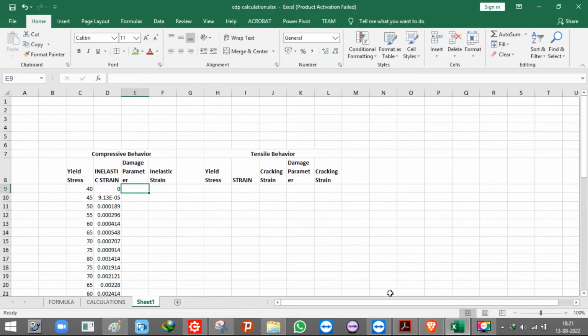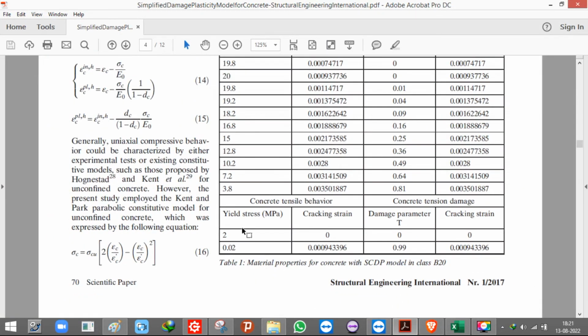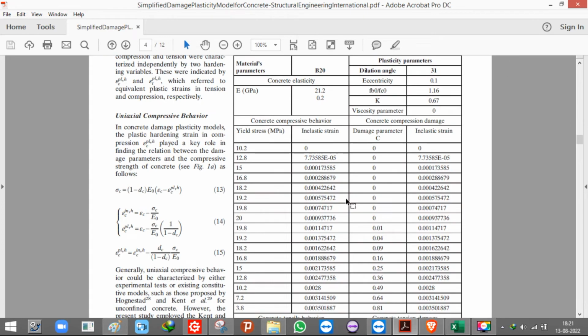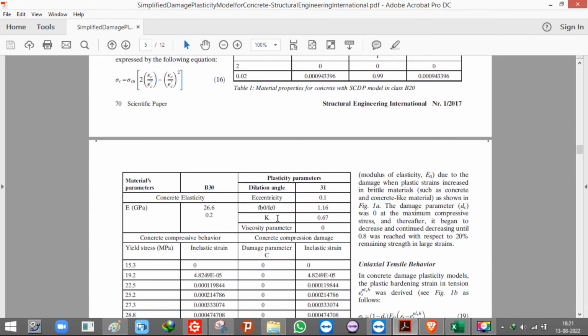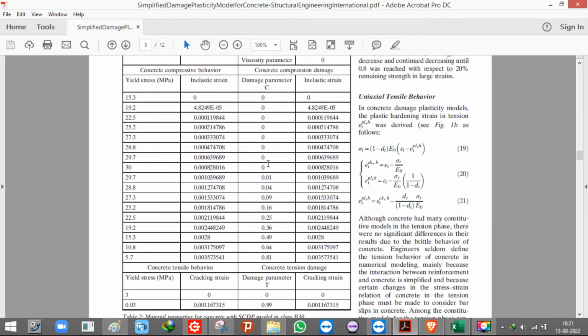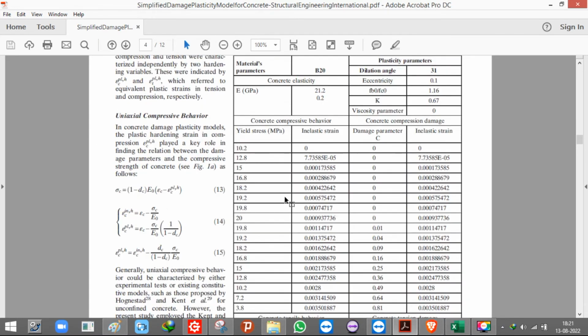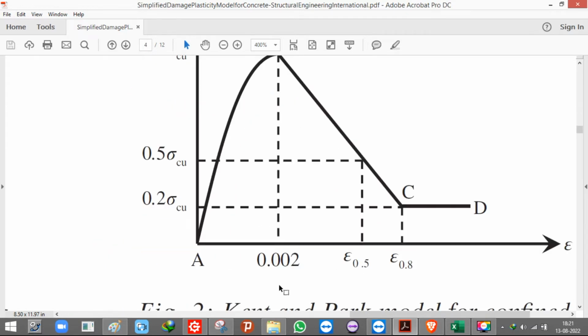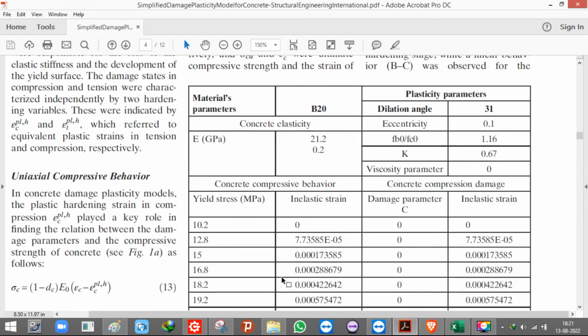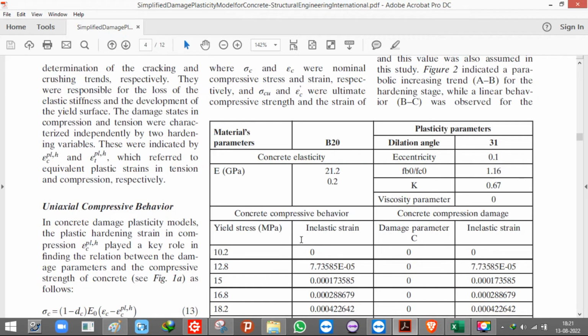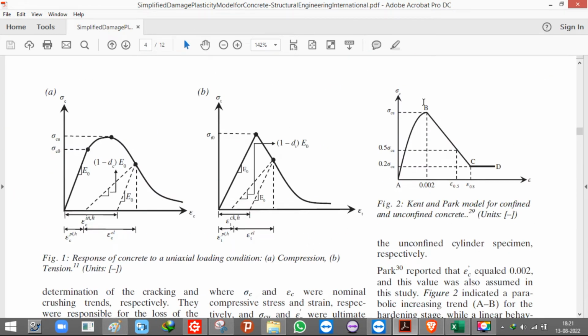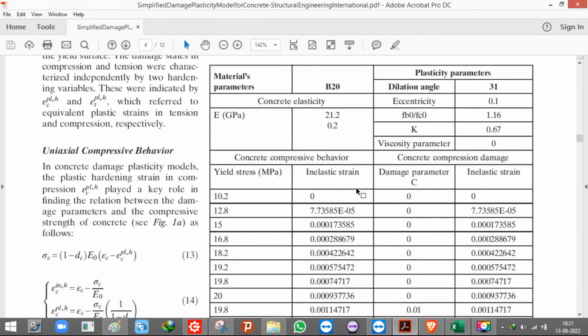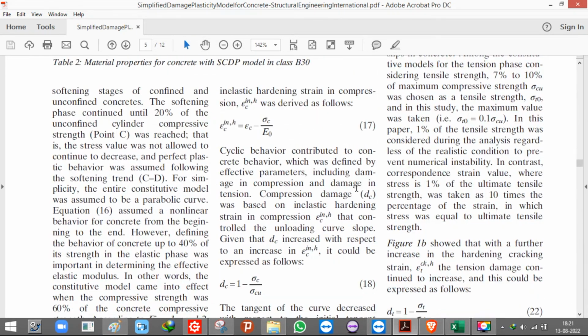Now see, damage parameter over here, if I show you this graph, these values, you see damage parameter is 0 up to a certain value. Over here also you see directly 0 up to a certain value. Now what is that value? That value is the ultimate stress. That is, up to this point your damage parameter will be 0. What does it mean? That till the stress has not reached the yield point, sorry, ultimate point, the damage is not started.